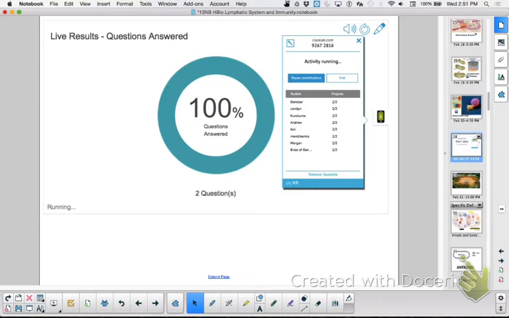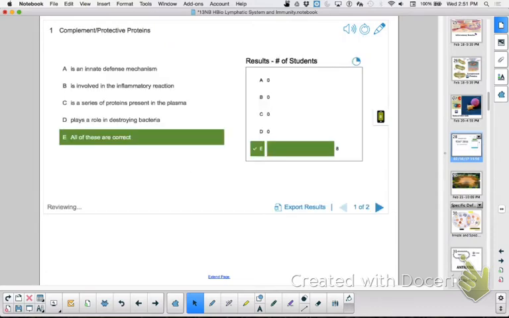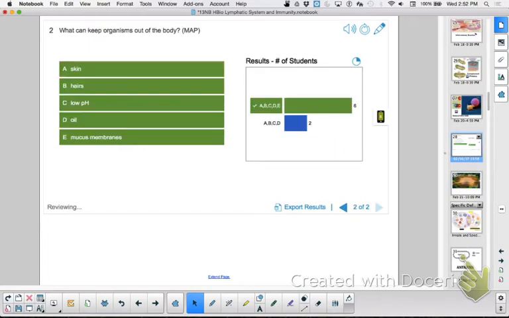Okay, did we get 100? On the first one, does everybody understand that one? You want me to go over it? Okay. A couple of you forgot to hit E. Mucous membranes are also a thing to keep things out of your body.